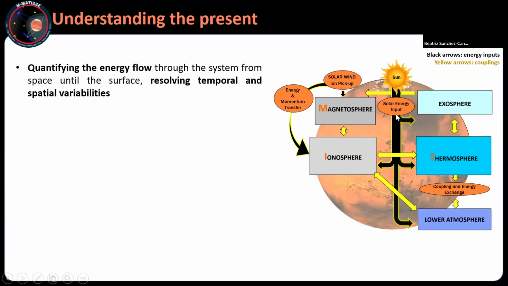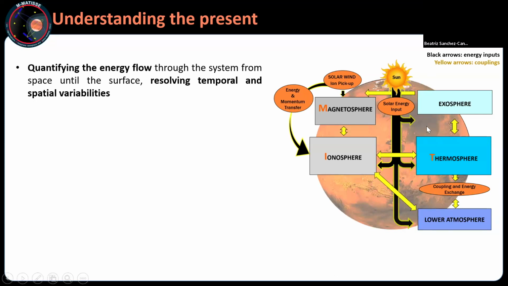In black, we have the transfer of energy. There are 2 main sources of energy. One is the solar irradiance, the sun. This goes deep into the atmosphere, affecting all the layers. But we also have the solar wind, which has a strong interaction with Mars, as we will see soon, because there is no intrinsic magnetic field.